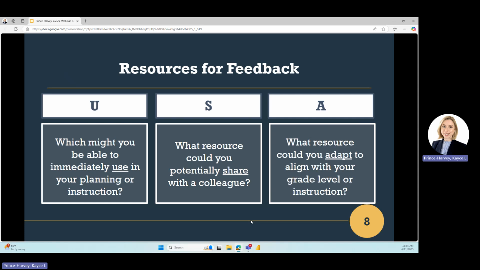Lastly, what resource could you adapt to align with your grade level or instruction? So maybe you see a resource in that feedback folder that looks great, but might need to be adjusted slightly to meet the needs of your students, your classroom, or your context. So which one might you need to adjust? So take your time in box 8 to review those resources and reflect on what you might use, share, or adapt from those resources.